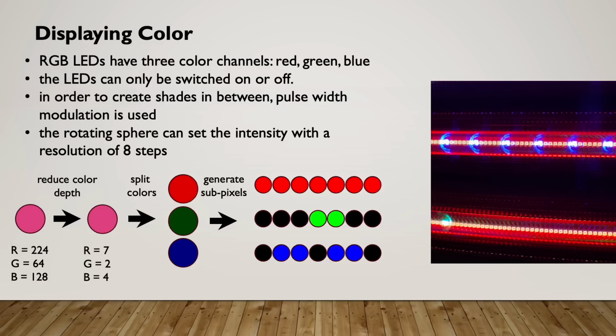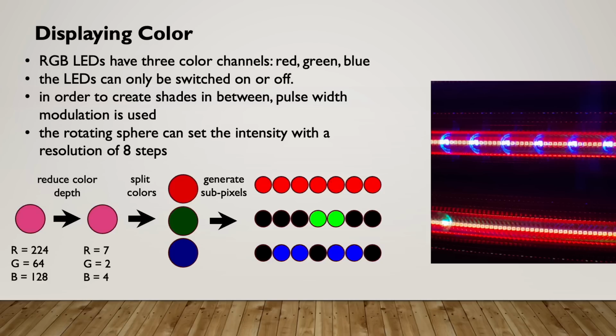The three color channels of the LEDs, red, green, and blue, can only be either on or off. But to create a wide range of colors, we need to display intermediate brightness levels. The way to achieve this is through pulse width modulation. The ratio between the on time and off time of an LED determines its perceived brightness. The image below illustrates this concept.